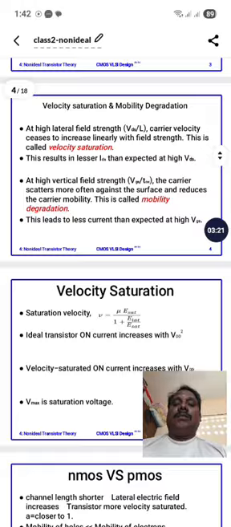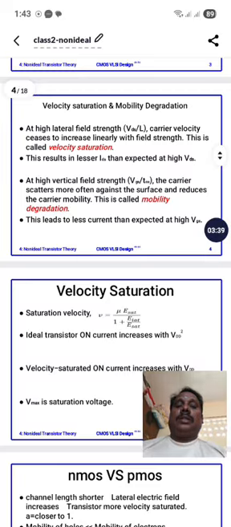At high lateral field strength, the velocity ceases to increase linearly with the field strength. This is called velocity saturation. It gives lesser IDS than expected at high VDS. IDS means the current moving between the drain and the source, and VDS means the voltage between the drain and the source. So at high VDS, the current is lesser than what we expected. This is called velocity saturation.